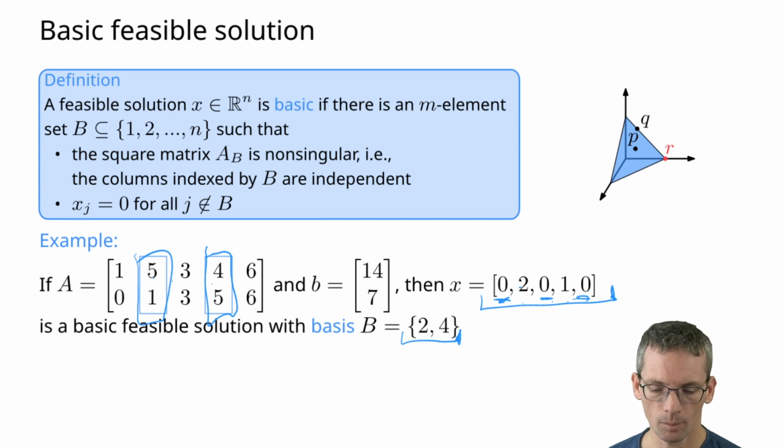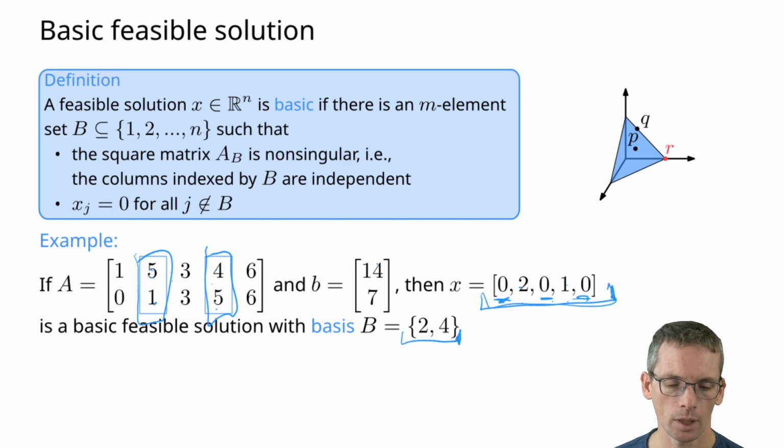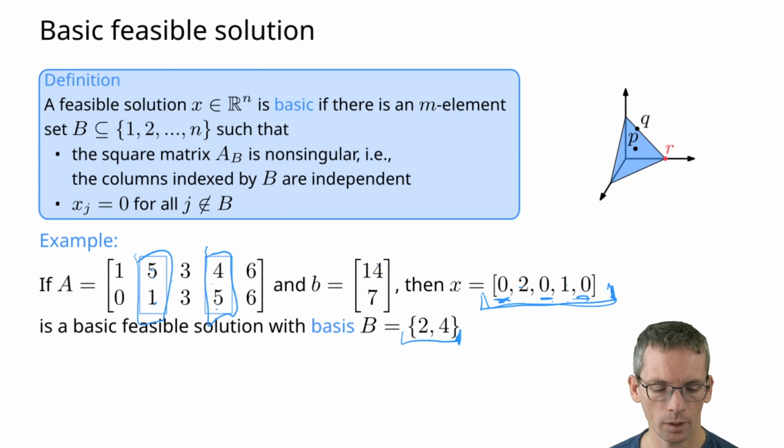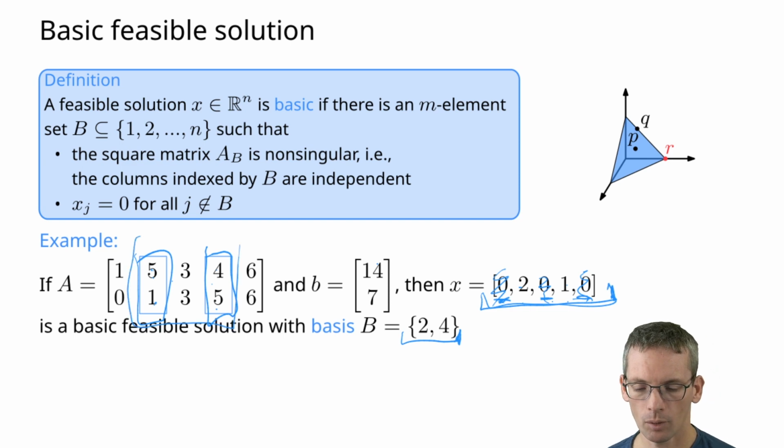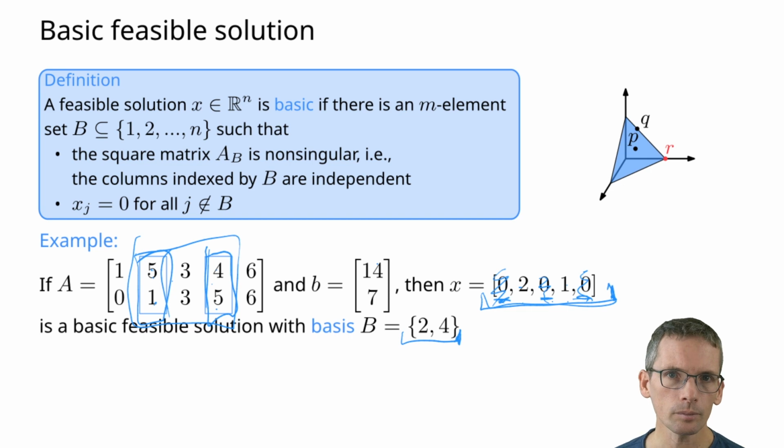So it is actually a feasible solution. 2 times 5 plus 4 is 14. 2 times 1 is 2 plus 5 is 7. So this solves this set of equations. It fulfills the condition that it's 0 for all of the variables which are not in B, and for B, those two columns are linearly independent. And this is now a basic feasible solution.